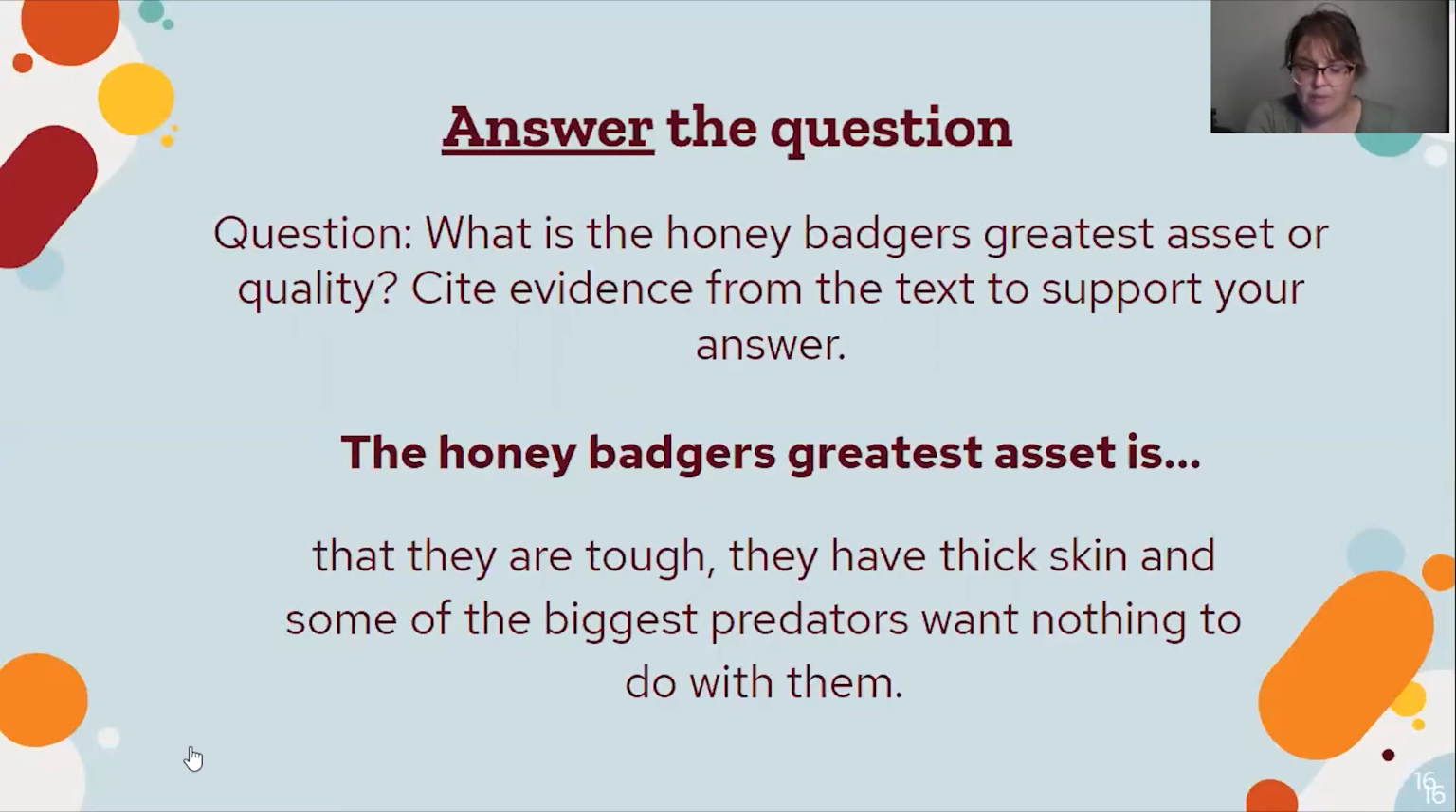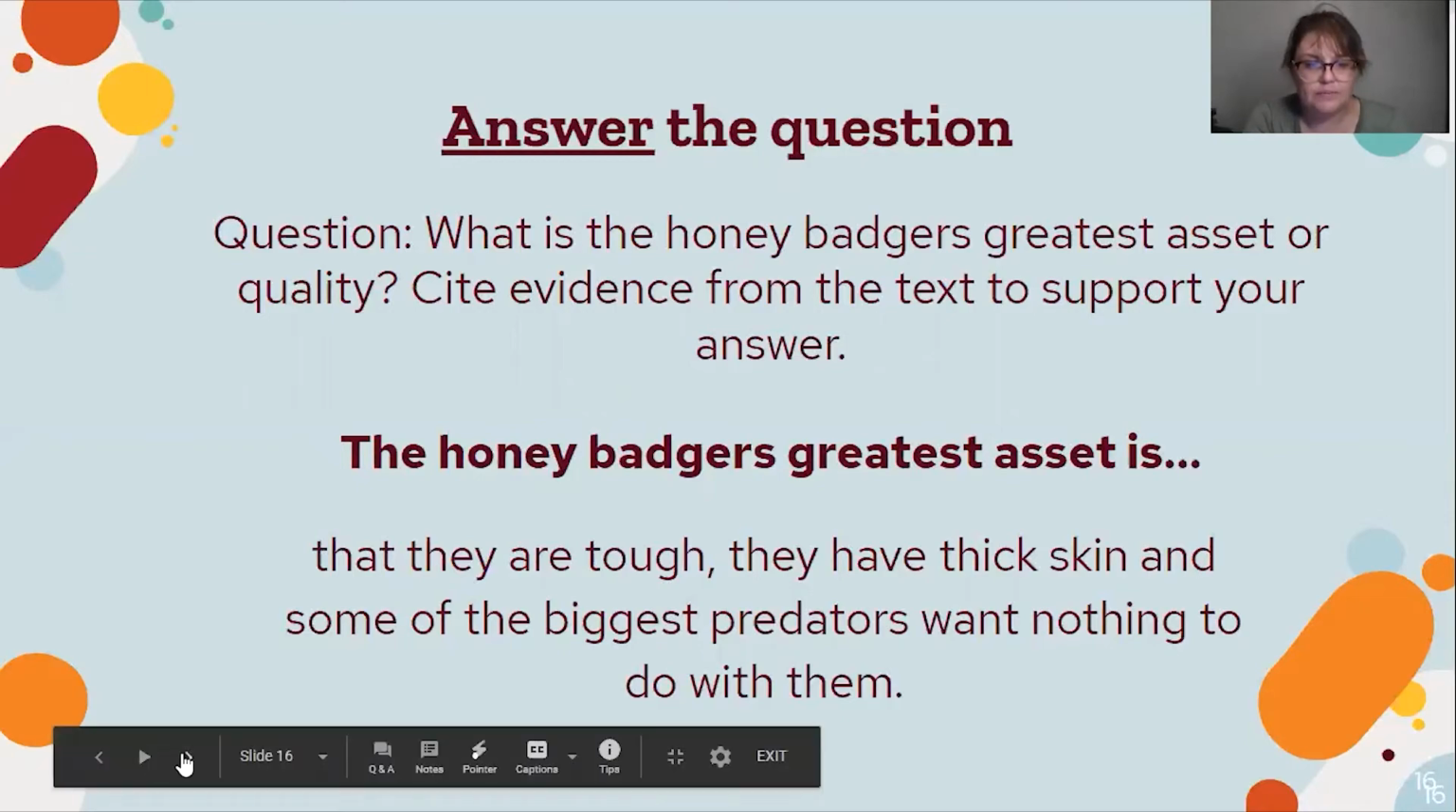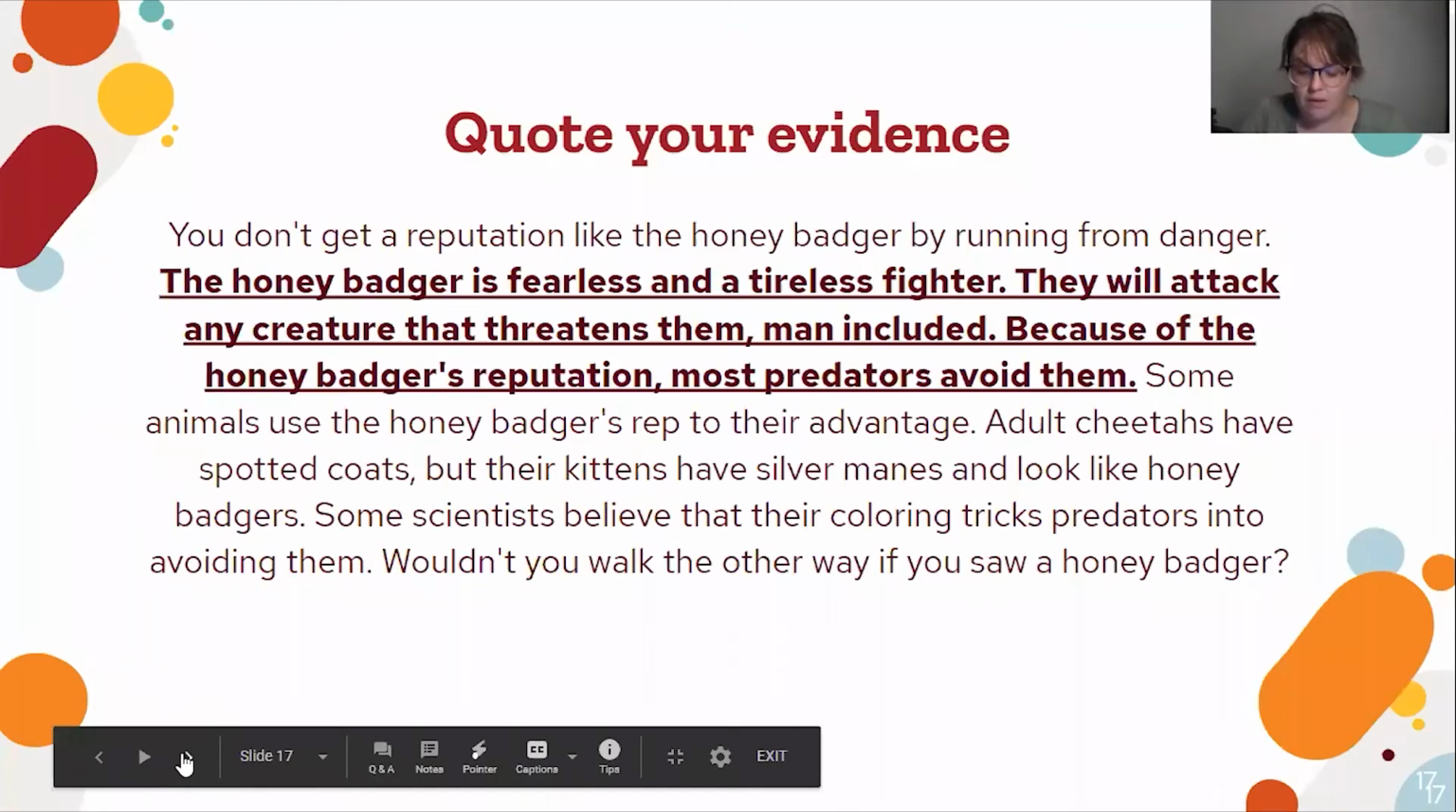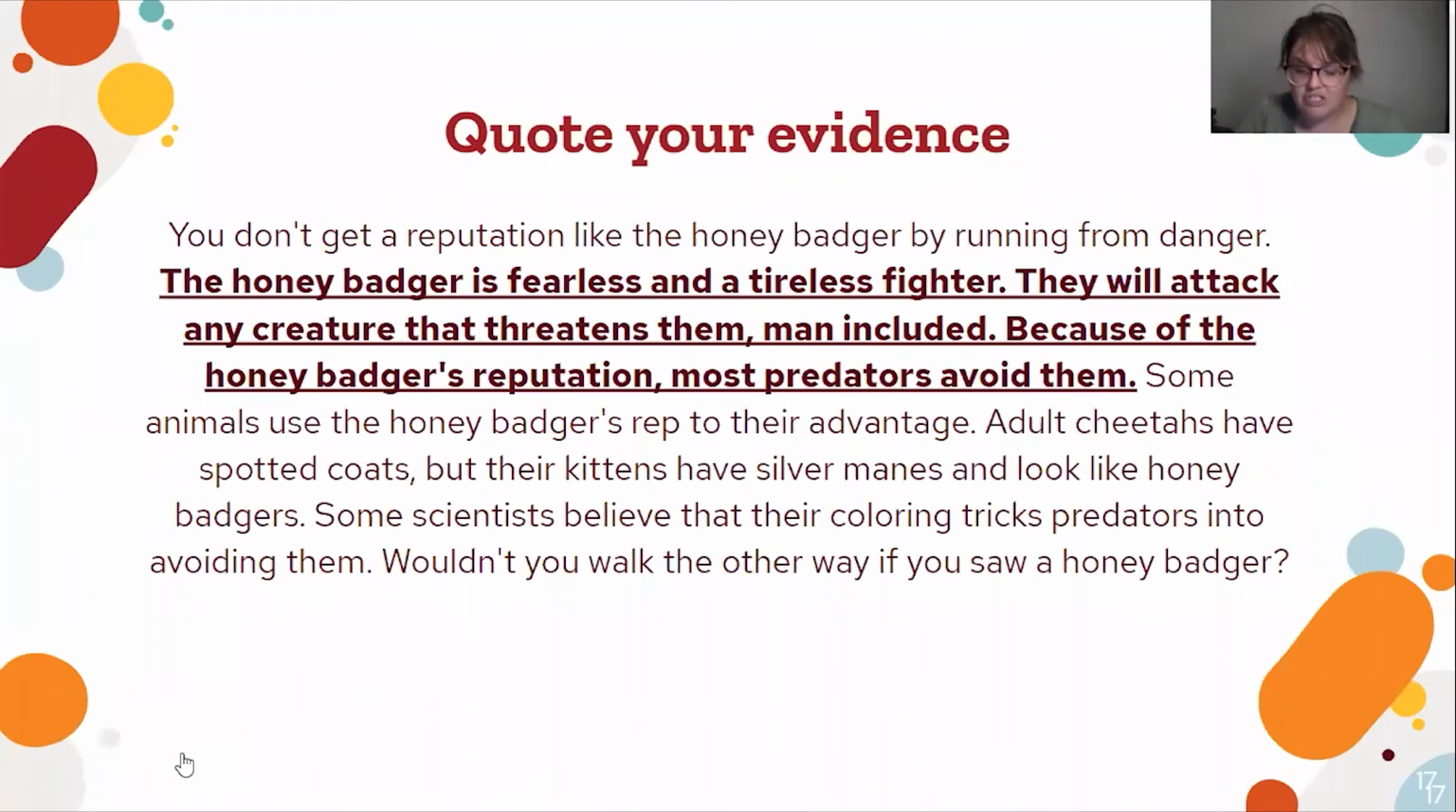Our next step is to quote the evidence. Looking at this part of the passage here, we can see that there are a few sentences that support our claim that honey badgers are tough and scare away predators. If we look at the underlined portion, this can be used as our quote. The honey badger is a fearless and tireless fighter. They will attack any creature that threatens them, man included. Because of the honey badger's reputation, most predators avoid them.